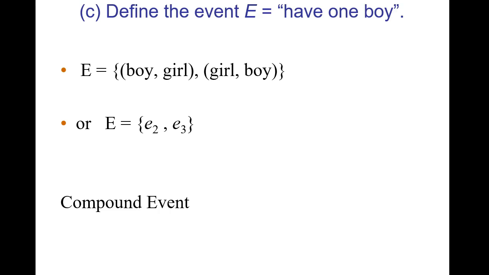Define the event E equals have one boy. Okay, so now we have a compound event. A compound event is a collection of simple events. In this case, have one boy can be achieved by either this case, the first child is a boy and the second one is a girl, or the other case where the first one was a girl and the second one was a boy. Again, we can either denote it this way, spelled out, or we can use this shorthand notation, which makes use of our definition of E sub 2 and E sub 3. Okay, so this is an example of a compound event.